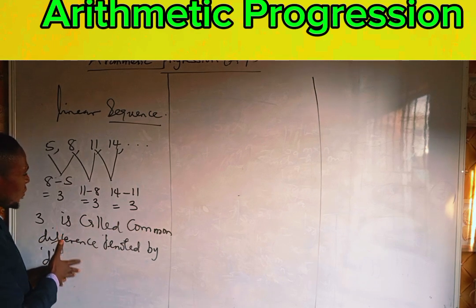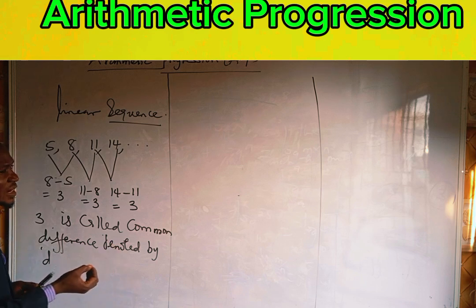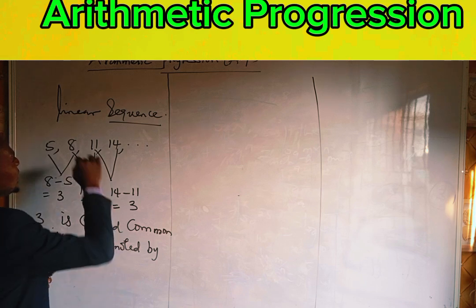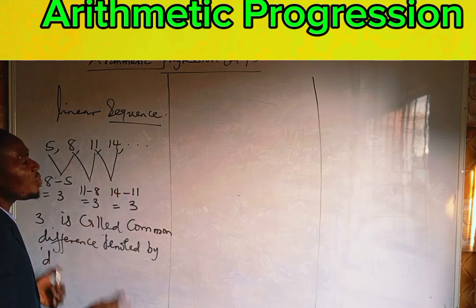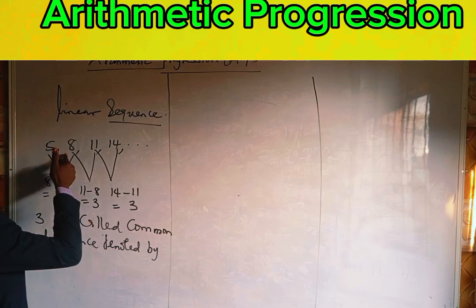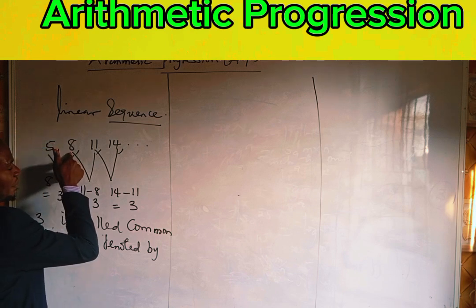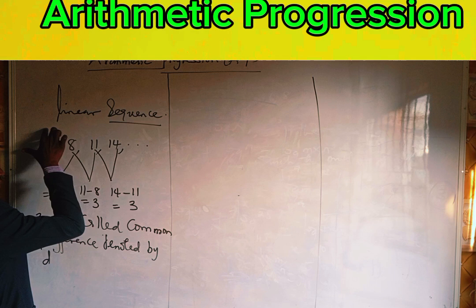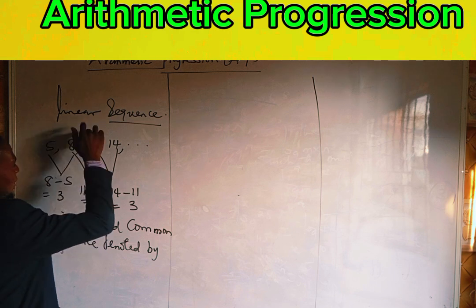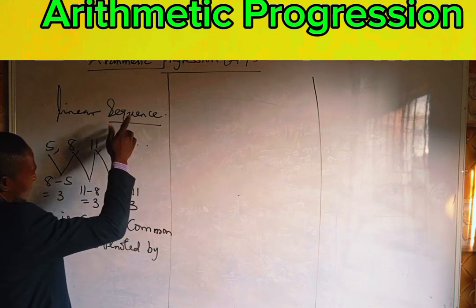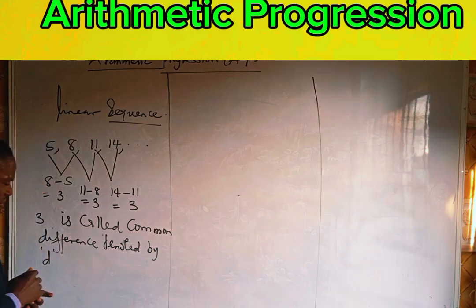So when you are given a linear sequence and you have to find the common difference, just subtract the first term from the second term. This is called the first term. This is the second term. This is the third term. This is the fourth term. Fifth term.